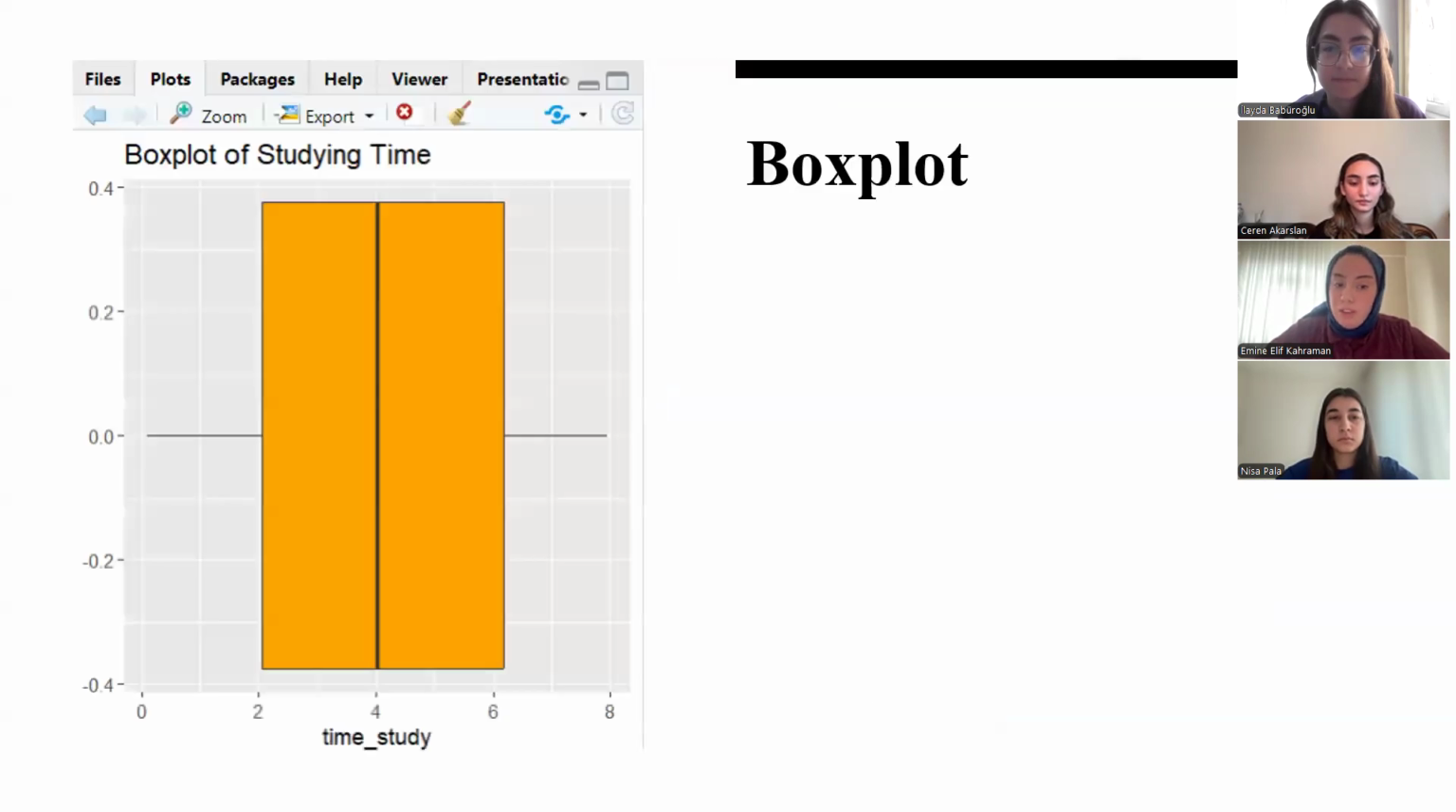Next is the box plot. This box plot is about the study time. The whiskers stretch from the minimum to the maximum study time. The box itself runs from the first quartile to the third quartile, and the vertical line inside shows the median. Here, the first quartile is 2, the third quartile is 6, and the median inside the box sits at 20 on the study time scale. Because the box and whiskers are roughly the same length on both sides of the median, the distribution looks nearly symmetric.